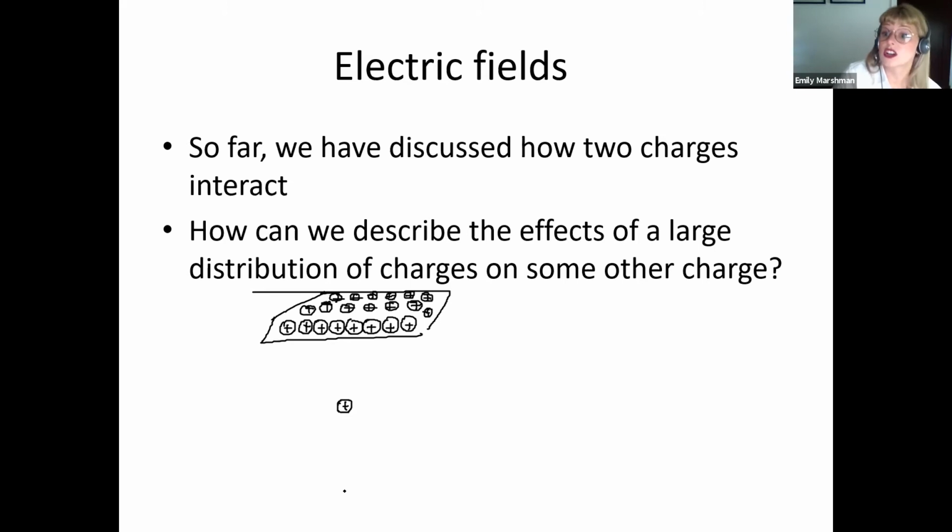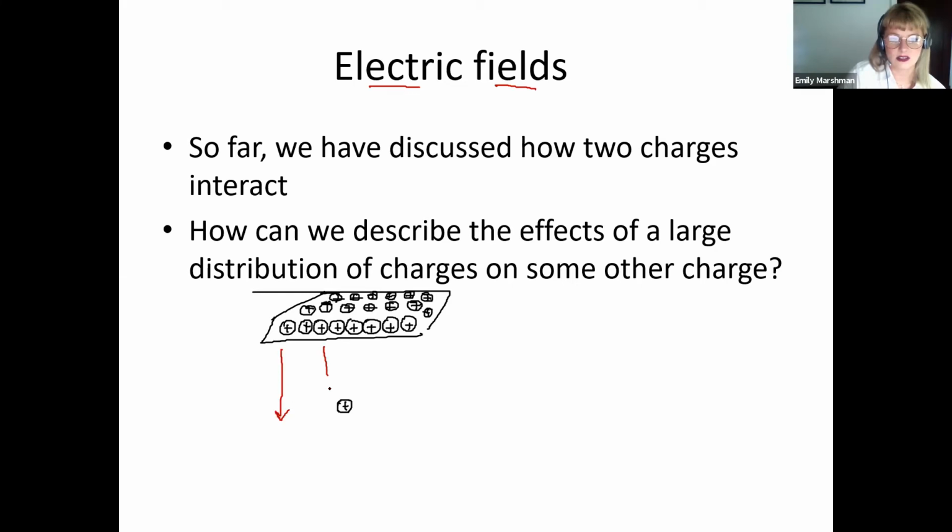It would take a lot of work for me to do Coulomb's law between each and every single one of these particles one by one, and then sum up the net force. It'd be very, very messy. What would be easier is to determine the electric field due to this distribution of charge up here, and then determine the force on this charge when it's inside that electric field.